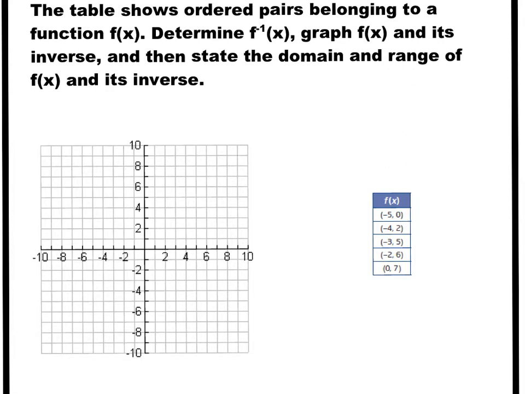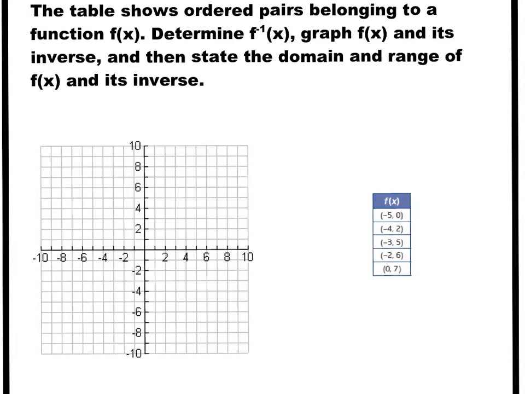The first point is negative 5 and 0, so negative 5 and 0 is going to be a point which is here. The next one is negative 4 and 2, which is going to be here. Next one, negative 3 and 5. Negative 3 and 5 is going to be around here. Then it's going to be negative 2 and 6, which is going to be here. And then 0 and 7, which is going to be here. So this is our function f of x.